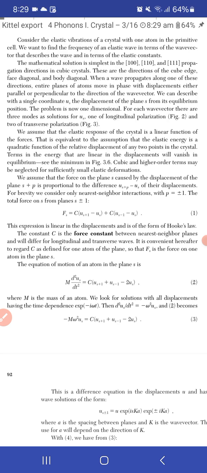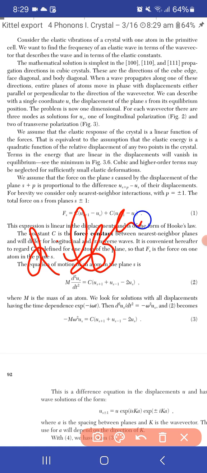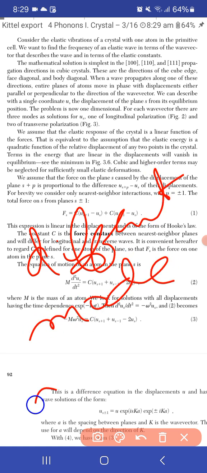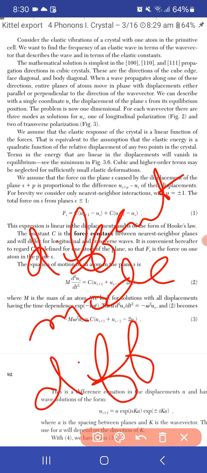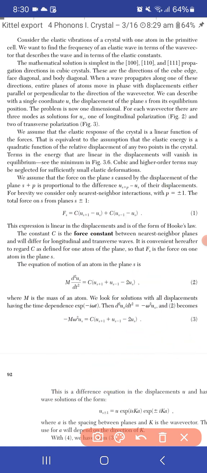ठीक है, अलग अलग मोड्स के लिए अलग अलग C होगा। ठीक है, different modes, different C. ठीक है, the expression is linear.